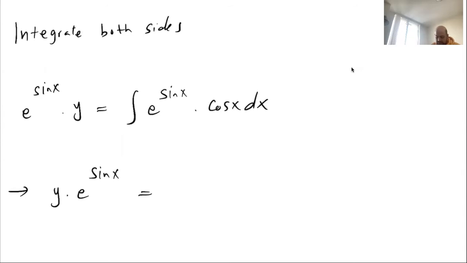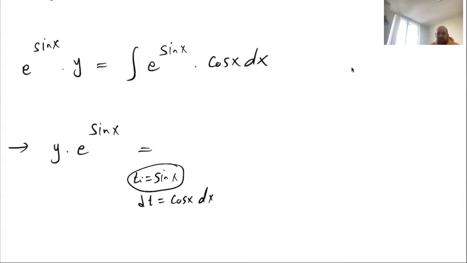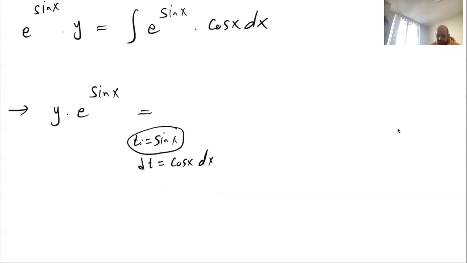Well, for this one, to calculate this integral, I can call sine x, call it t, for example. Then dt will be cos x dx. Just using substitution. Finding integrals using substitution is a very basic method you learned in Math 114. Then you'll have integral e to power t dt, which is e to power t plus c.